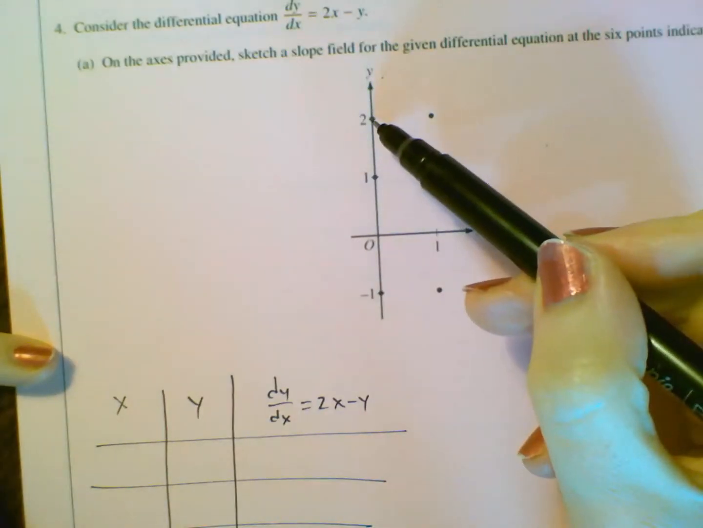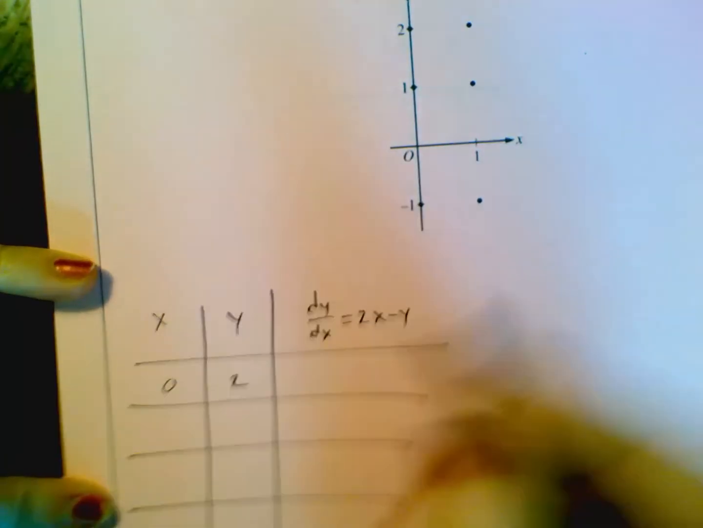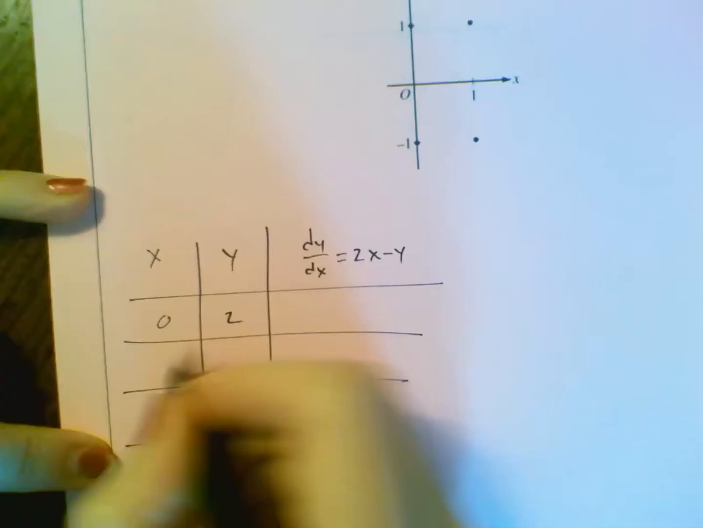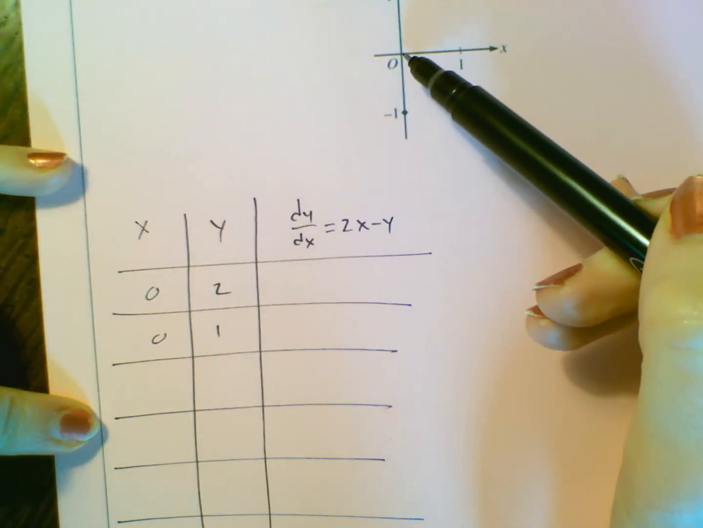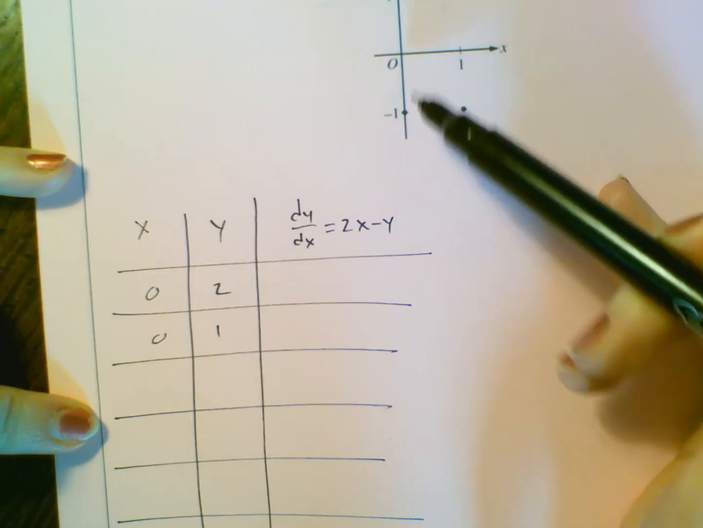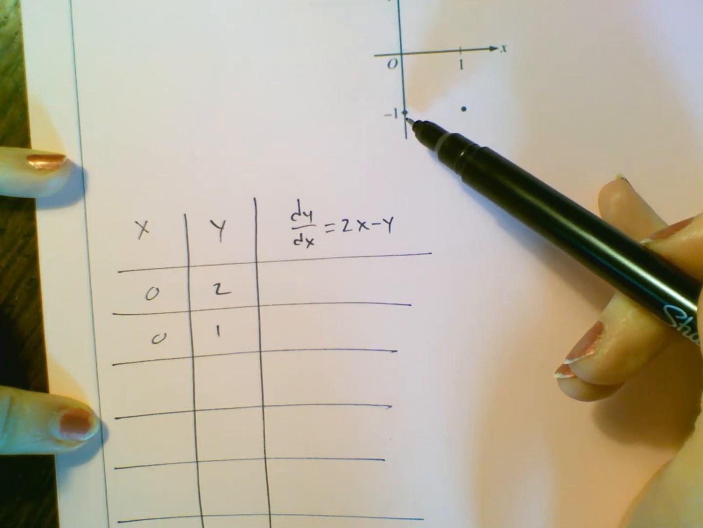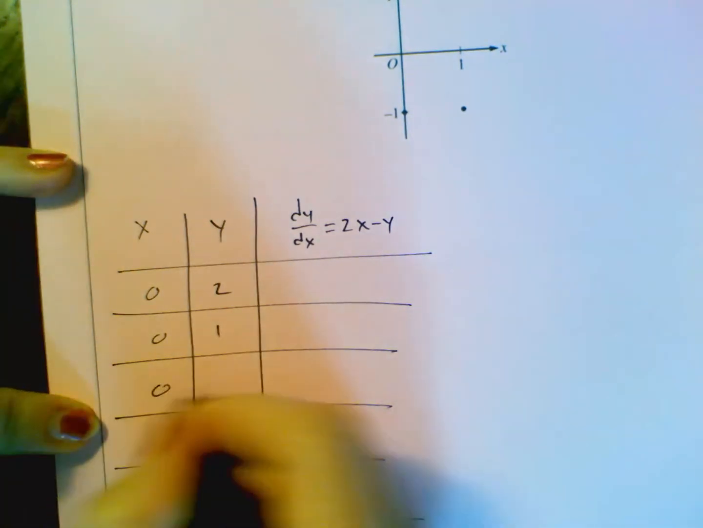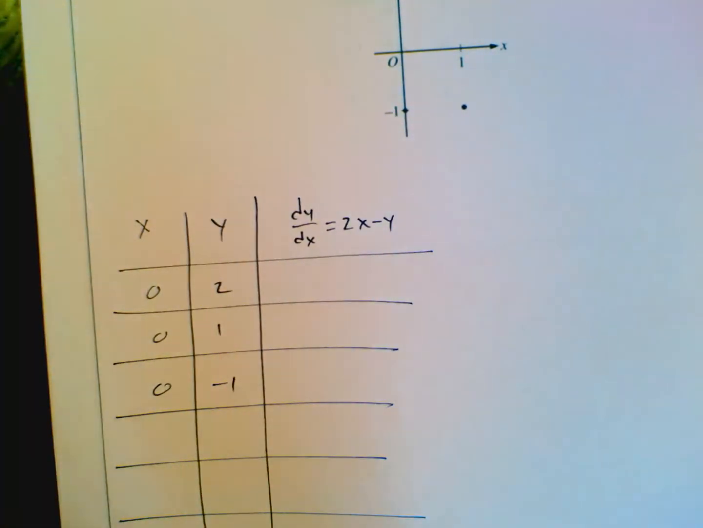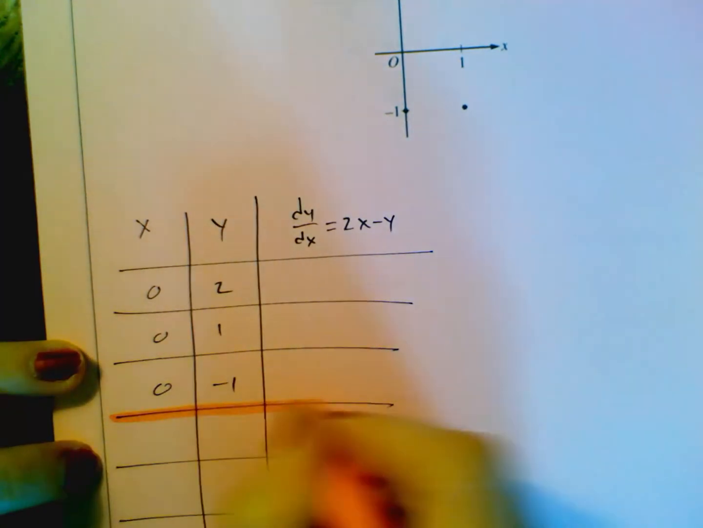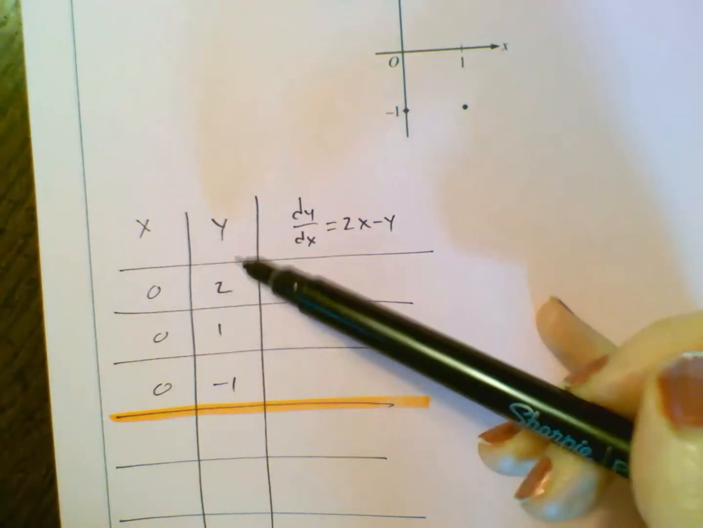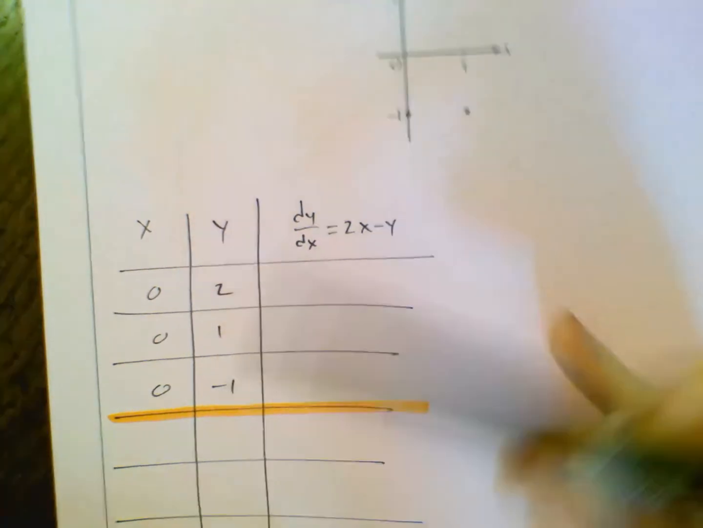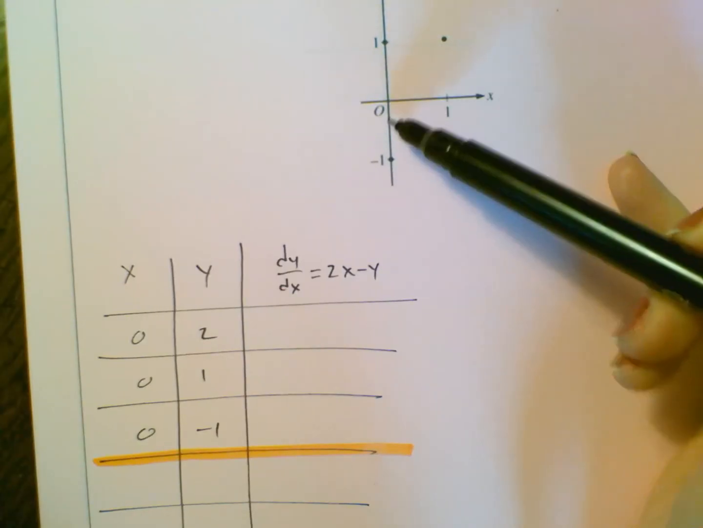So this point is 0, 2. This point is 0, 1. We don't use this point because they didn't indicate it. And then this one, 0, negative 1. And then I'm going to do a line here. You don't have to do this, but I'm going to do a line there because these are going to represent the slopes of the points in this column here.